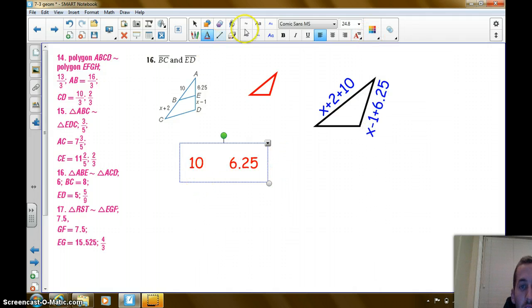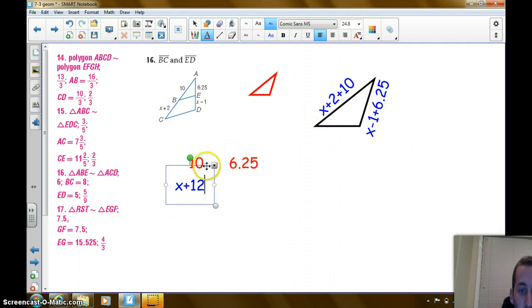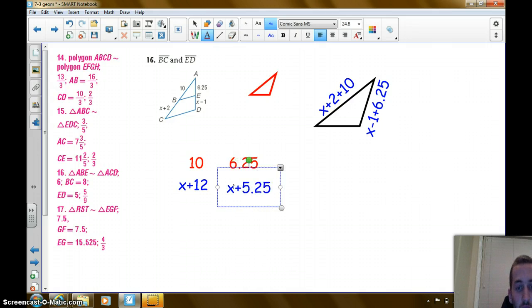Okay, and then below that is our other triangle. So what matches up with the 10 here is the x plus 12, and hopefully you're okay with x plus 12, right? And I just combine my like terms there. And then my other one here is x plus 5.25.